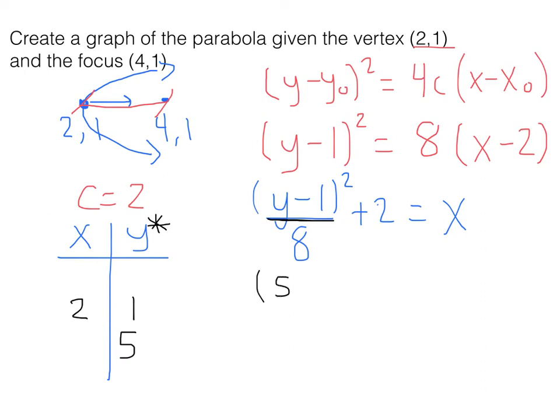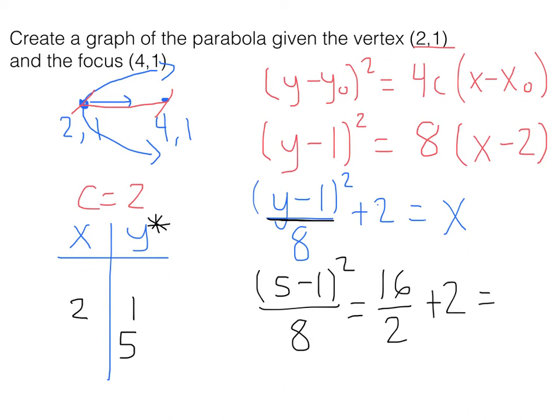Because 5 minus 1 squared over 8 gives me 16 over 8, which is 2. If I add 2 to that, it's going to give me 4. And I'm going to do the same thing with negative 3, because negative 3 minus 1 squared gives me 16 as well. So here is my table. Really, you only need 3 points. 5 points would be perfect, but 3 will get the job done.